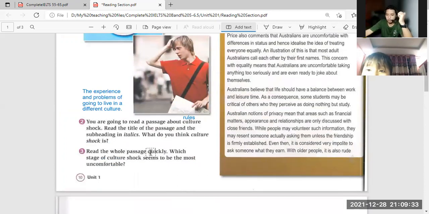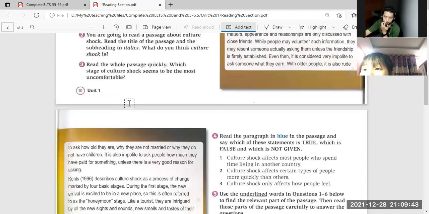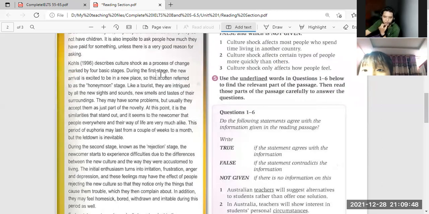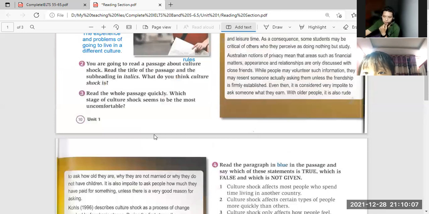Okay, you have read the whole passage quickly. Which stage of culture shock seems to be the most uncomfortable? Because in here, it explains about Close 1996 described culture shock as a process of change marked by 4 basic stages. So there are 4 basic stages. Which stage do you think? First, second, third, or fourth? The second?